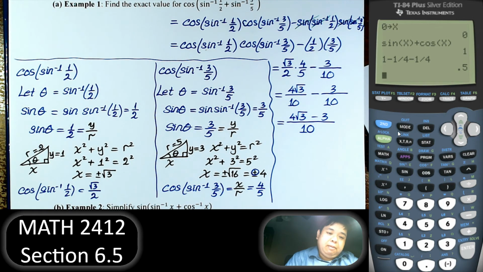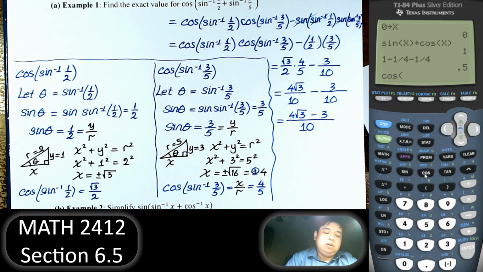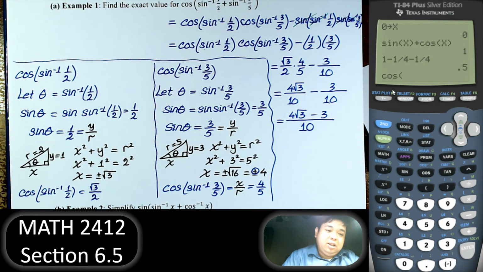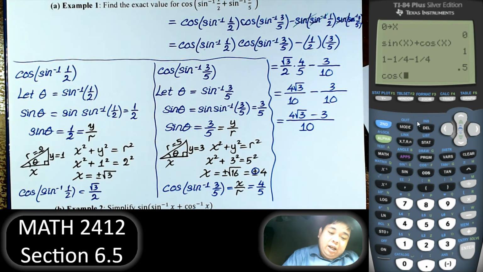All right, cosine. Actually, it should be in radian, because when we do that, that gives us the values. Never mind, if it gives degrees, it's fine. Right, so cosine of sine inverse of 1/2. I think this one, if we have degrees, it will be fine. Actually, we can check.